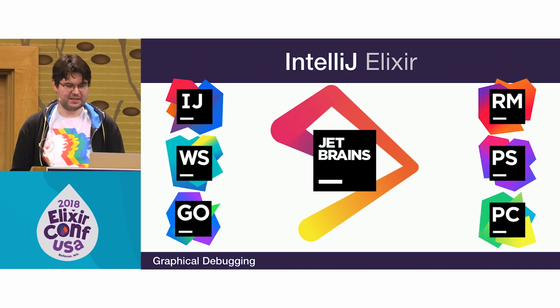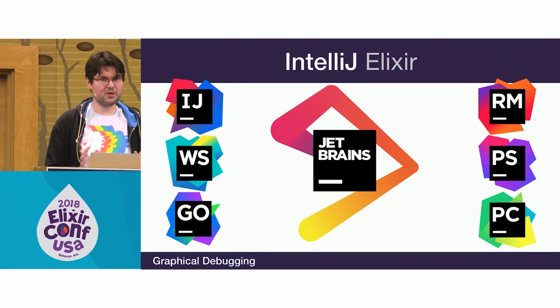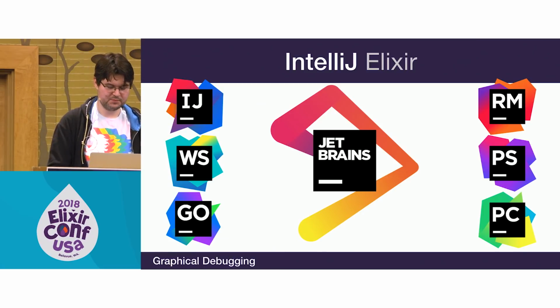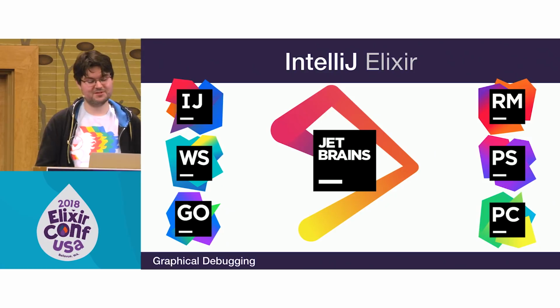IntelliJ Elixir is the Elixir plugin for JetBrains IDEs. It works best in IntelliJ IDEA, though, because it allows you to actually use multiple languages. If you do it in RubyMine, your project is still RubyMine. You just happen to have a component of it that does Elixir. Also, IntelliJ Community Edition is free. RubyMine you're paying for, so you can get a free IDE.